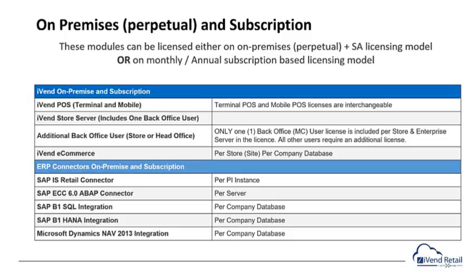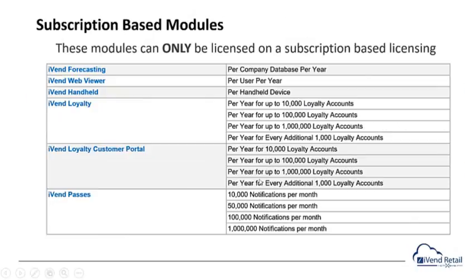iVend e-commerce is, as I said, per store or per site per company database. The SAP IS retail connector for iVend retail is for every PI instance. The SAP ECC 6.0 ABAP adapter connector is for every server. SQL integration, all Business One related, are per company database. Similarly, Dynamics 2013 and, coming very soon, 2016 are on per company database. Now subscription-based modules: for example, iVend forecasting is per company database per year. iVend web viewer licenses are per user per year. iVend handheld is per handheld device. iVend loyalty, now that's a very interesting thing here.